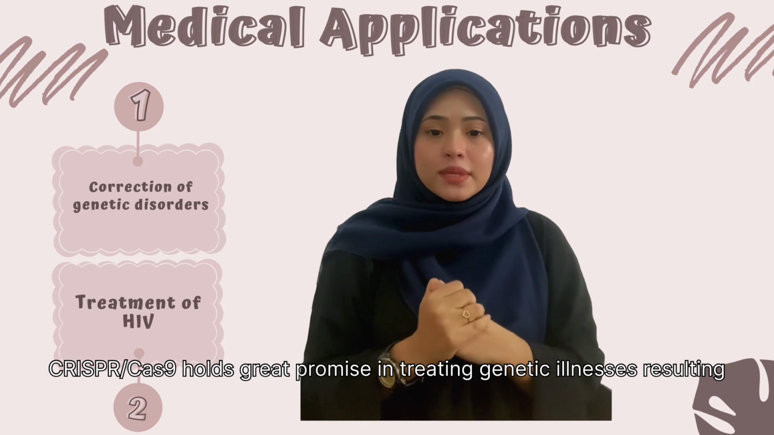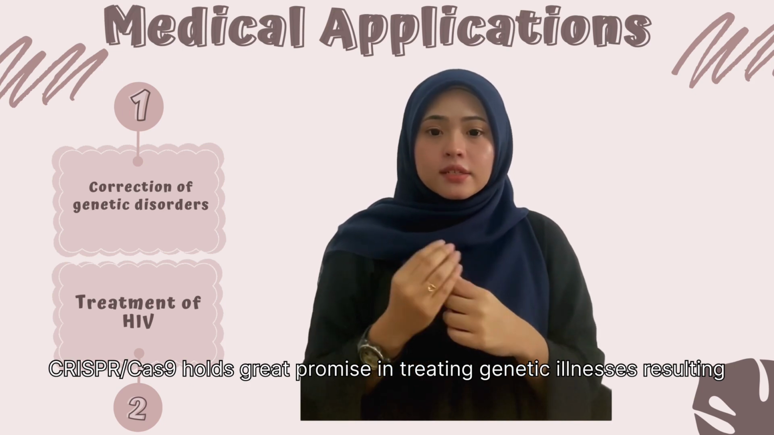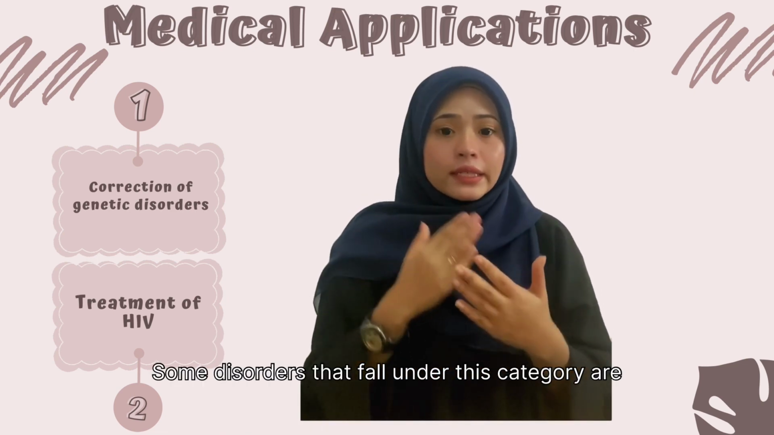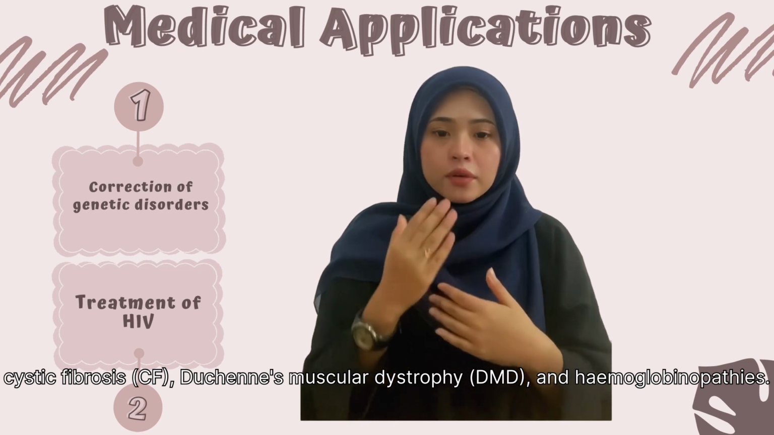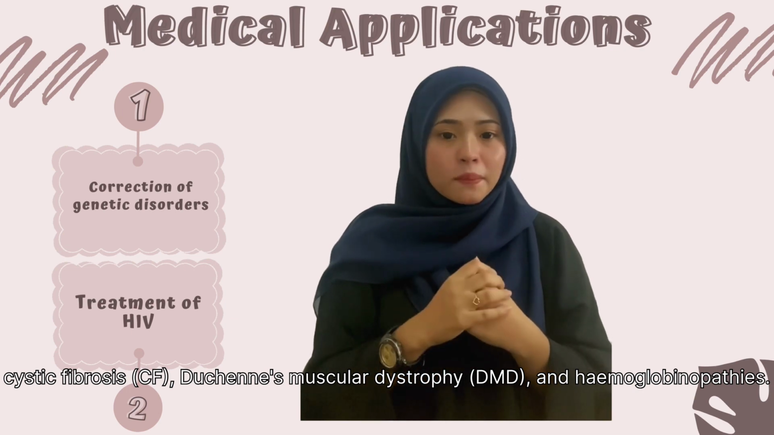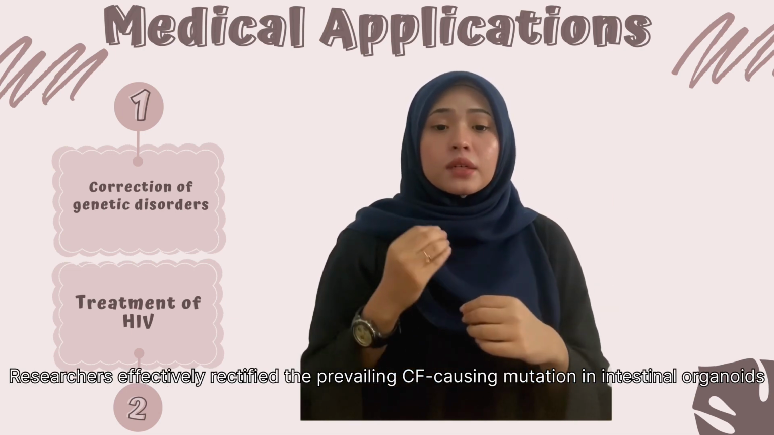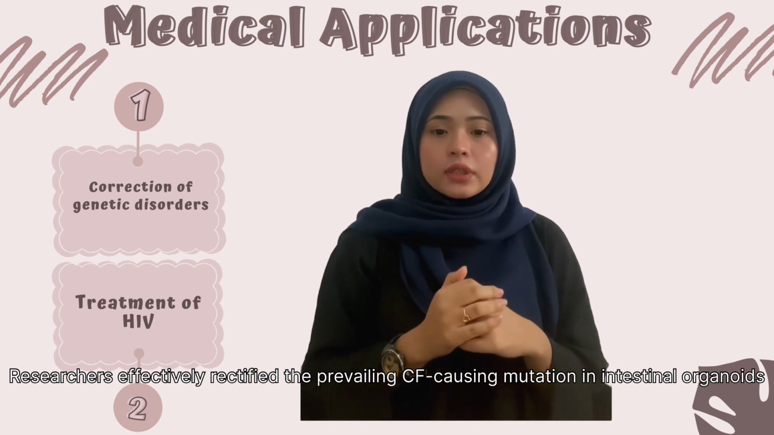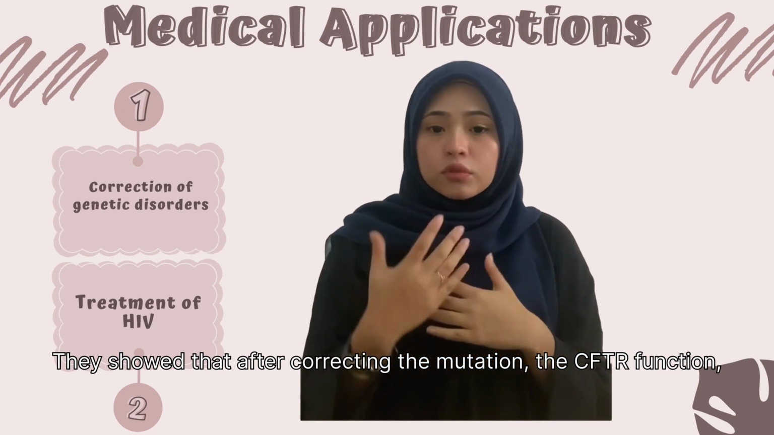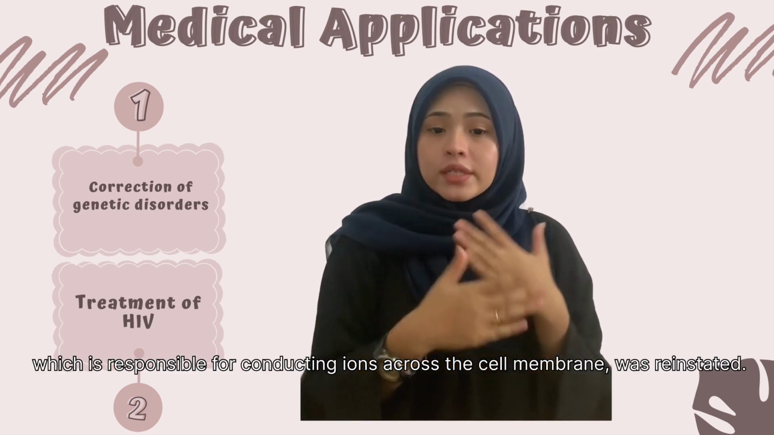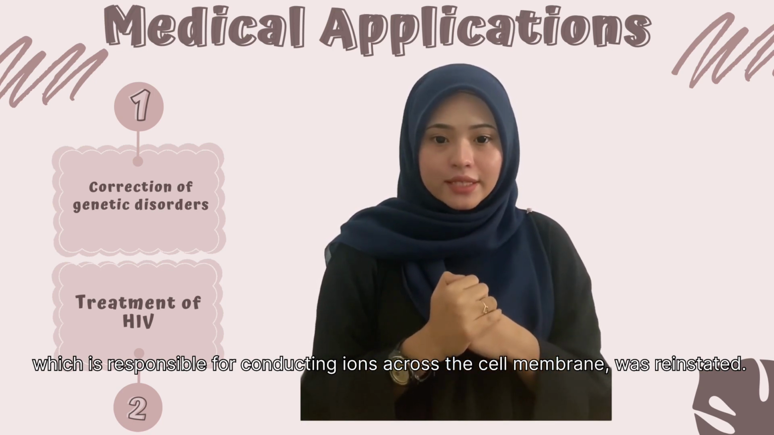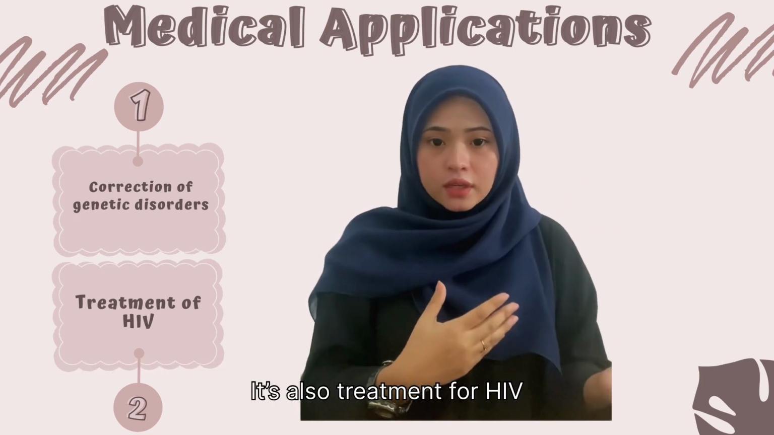CRISPR-Cas9 holds great promise in treating genetic illness resulting from specific mutations in individual genes. Some disorders that fall under this category are cystic fibrosis, Duchenne muscular dystrophy, DMD, and hemoglobinopathy. Researchers effectively rectified the prevailing mutation in intestinal organoids. They show that after correcting the mutation, function, which is responsible for conducting iron across the cell membrane, was reinstated. Also, treatment for HIV.